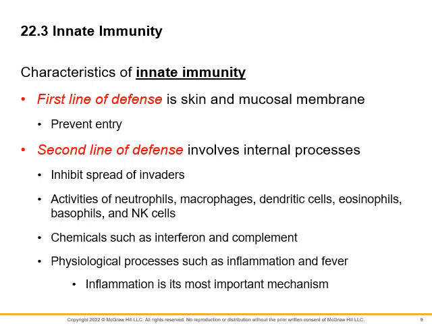So we're going to stop the spread of pathogens. We have neutrophils that destroy bacteria. We have macrophages that are kind of scanning. They're in our blood. They're in our tissue. Dendritic cells. We have eosinophils, basophils. We have these natural killer cells. Chemicals such as interferon and complement, which we're going to talk about in just a second. And then inflammation. And so we'll talk about what inflammation is doing for us. And it says this is really, really important.